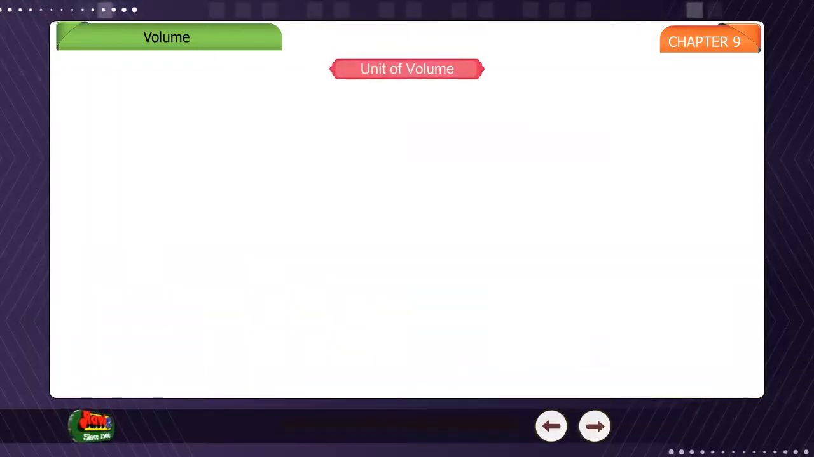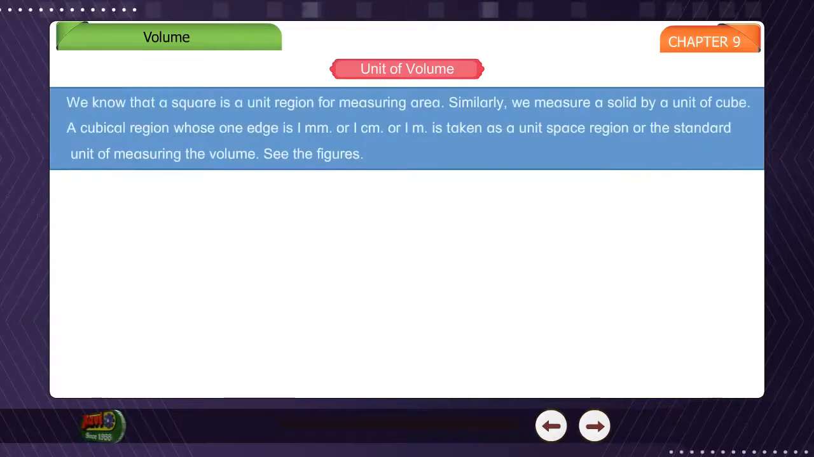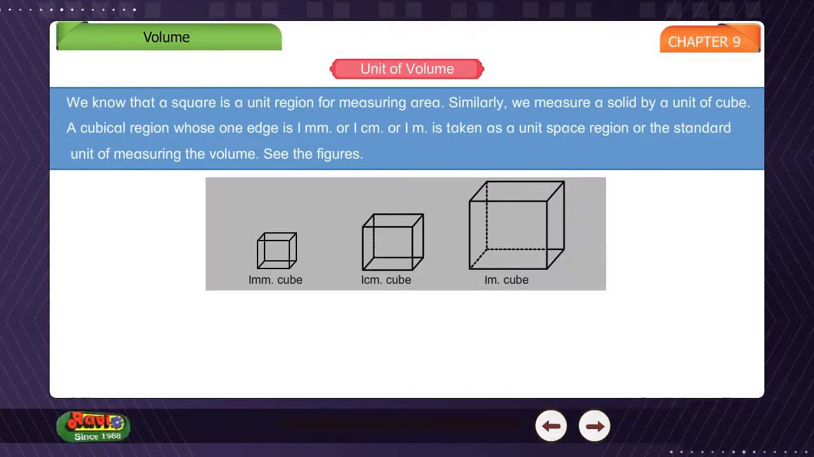Unit of volume. We know that a square is a unit region for measuring area. Similarly, we measure a solid by a unit of cube. A cubical region whose one edge is 1 mm, 1 centimeter or 1 meter is taken as a unit space region, or the standard unit of measuring the volume. See the figures: 1 millimeter cube, 1 centimeter cube, 1 meter cube.